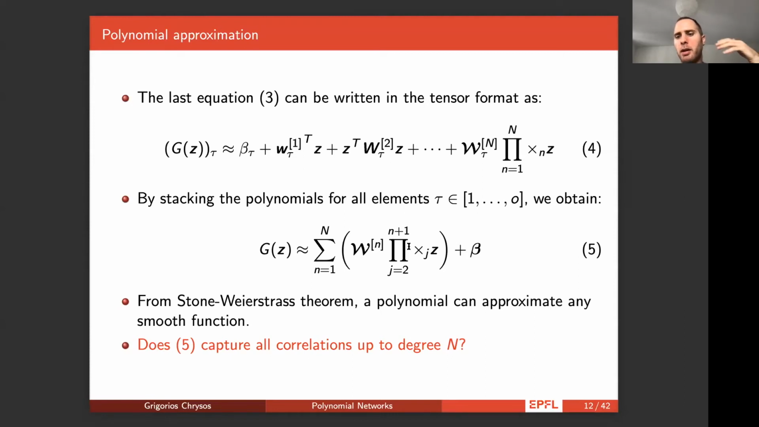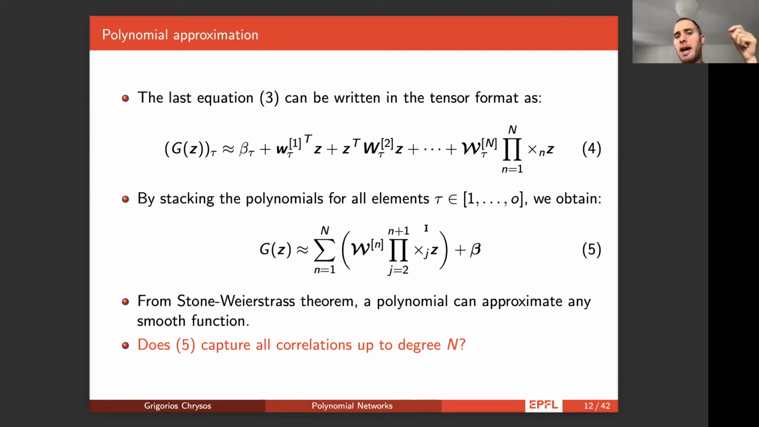One guarantee that we have is, from the Stone-Weierstrass theorem, that a polynomial can approximate any smooth function. Which means that with equation 5, we could, for instance, approximate the target signal that we want. Of course, as I mentioned before, one problem is that W^n is a tensor of increasing order.